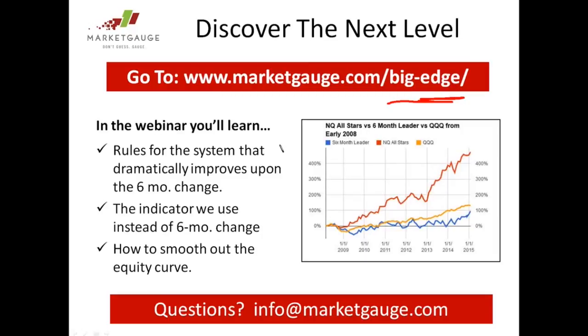Now, in that webinar, we're going to go into an even more robust system that looks at edges like this. It's not the same exact edge as the 6-month edge, but it's similar to it. It looks for momentum in stocks right now, and its performance since 2008 is up about 450%, as opposed to the Qs, which is down here around 150%. And you can see from an equity curve point of view, it's a pretty smooth ride.